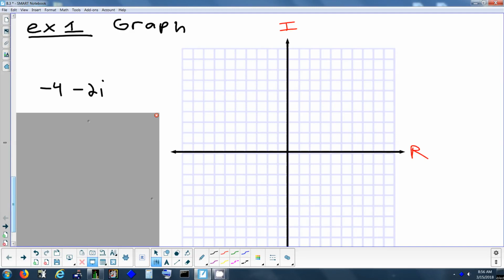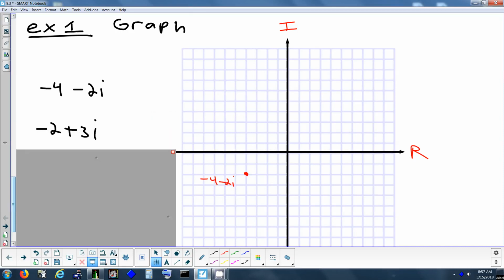Looking at this number, what's the real part of it? -4. So on the real axis, we're going to -4. Which way would that be? Left. So we go left 4. And on the imaginary axis, what's the imaginary part of this number? -2. What direction would negative be on the imaginary axis? Down. So we're going left 4, down 2, and there's our point. The real point of that is so you can figure out the quadrant. It's quadrant 3.